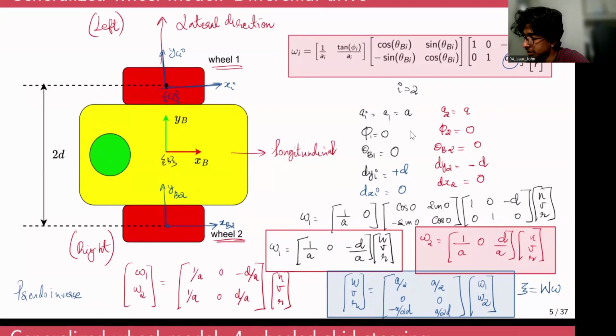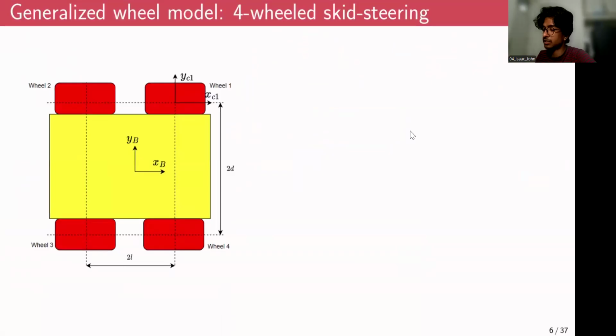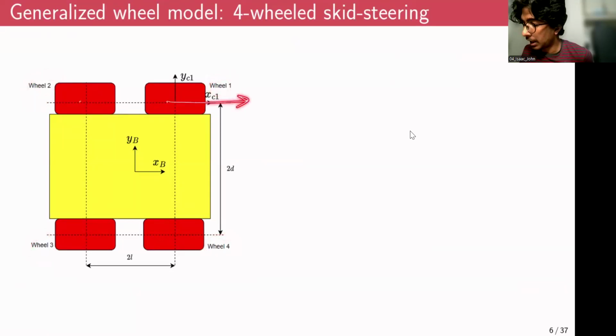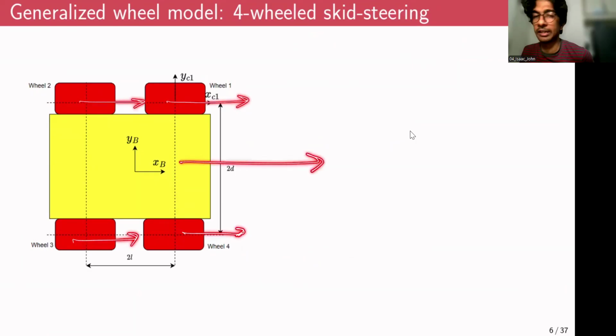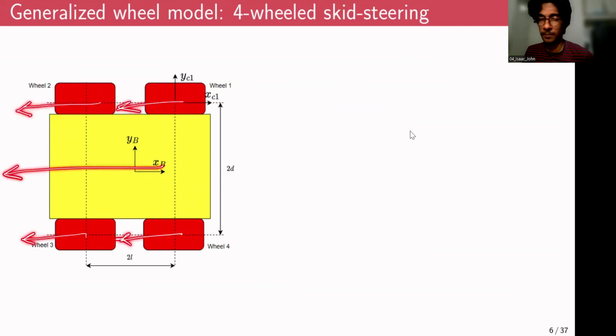Okay, so in a similar fashion, we will see one more example. In this case, this is a skid steering robot. We have 4 wheels. Actually, this is wheel 1, this is wheel 2, this is wheel 3, this is wheel 4. So if you give equal angular velocities for all the 4 wheels in the same direction, this mobile robot would go in this direction. And if you reverse the direction, with equal angular velocities for all the 4 wheels, the robot would go in this direction.